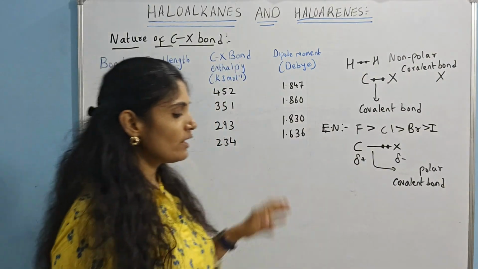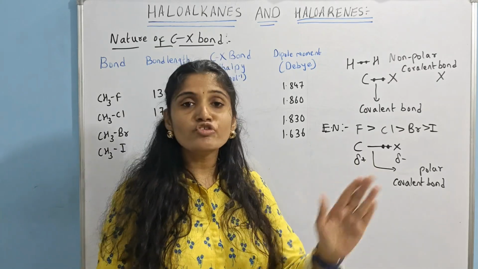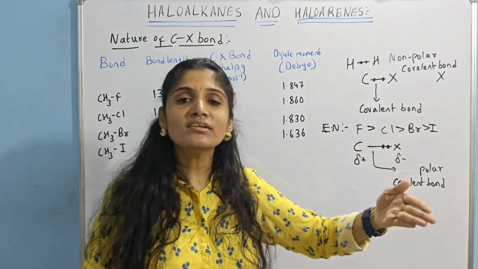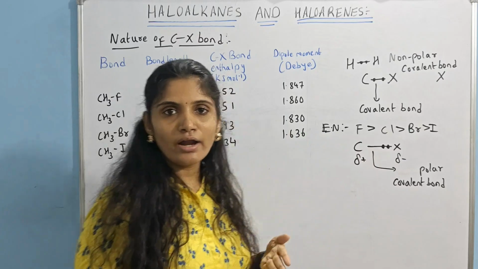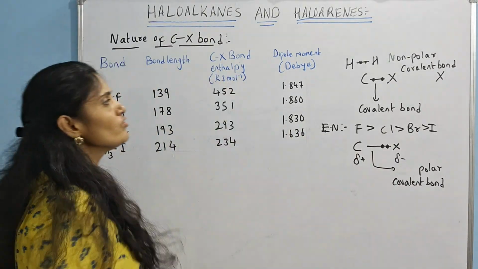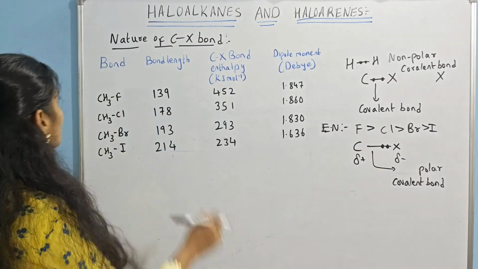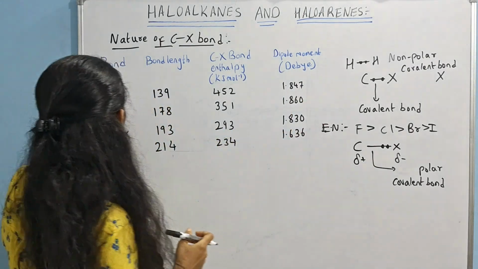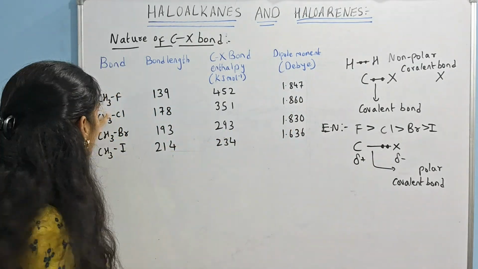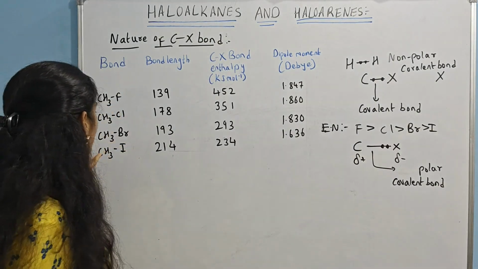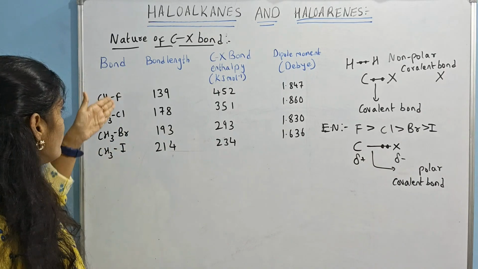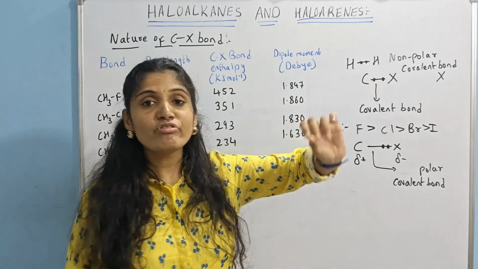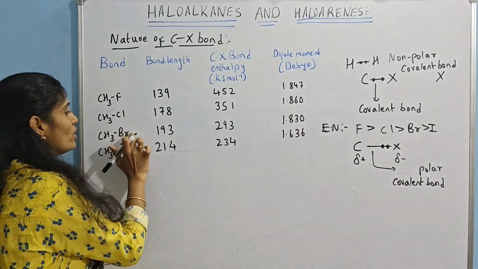Now we understood that the carbon halogen bond is a polar covalent bond, which is due to the electronegativity difference between carbon and halogen. Halogen pulls the electrons a little bit towards itself, creating a polarity in the carbon halogen bond. Now let us try to understand this table which is given in NCERT. If I take this bond, it can form bonds with all the 4 halogens: CH3F, CH3Cl, CH3Br and CH3I. These are the 4 different kinds of bonds I have taken. Carbon is common among all of them. I have changed only the halogen part.